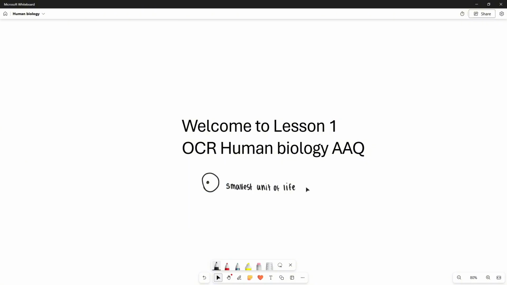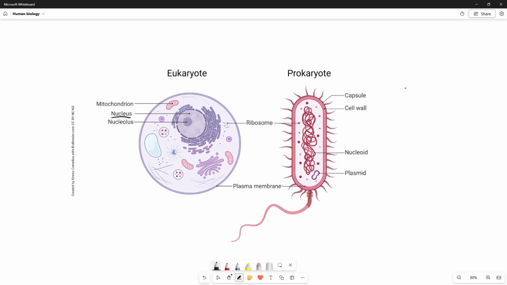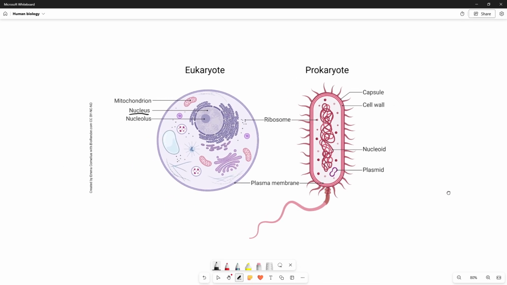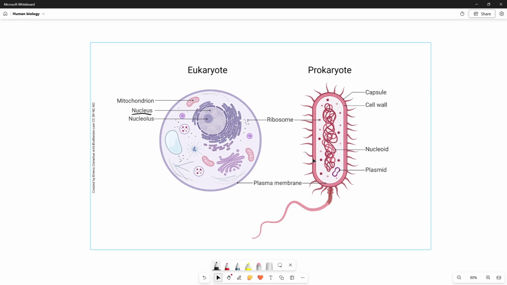Now, there's different types of cells. There's eukaryotic cells and prokaryotic cells. Now, let's look at the difference between those. A eukaryotic cell, as you can see, is a lot more complex than a prokaryotic cell, but there's a main difference that you need to know in your exams. For one, a prokaryotic cell does not have membrane-bound organelles, whilst a eukaryotic cell does have membrane-bound organelles. So let's break that down.